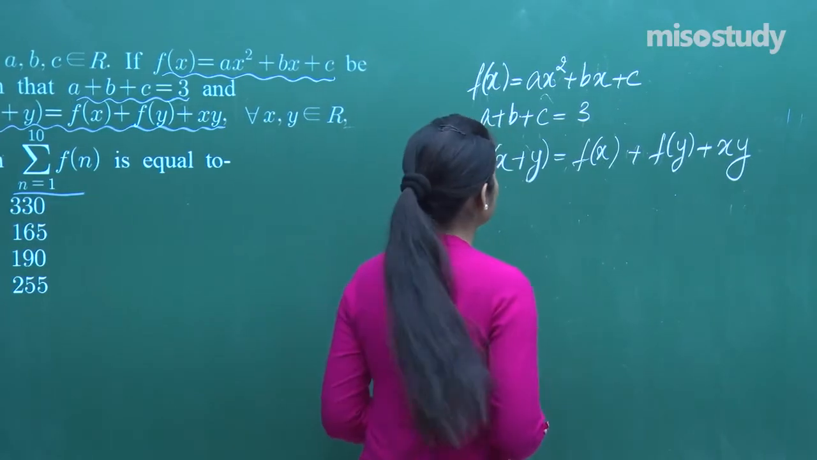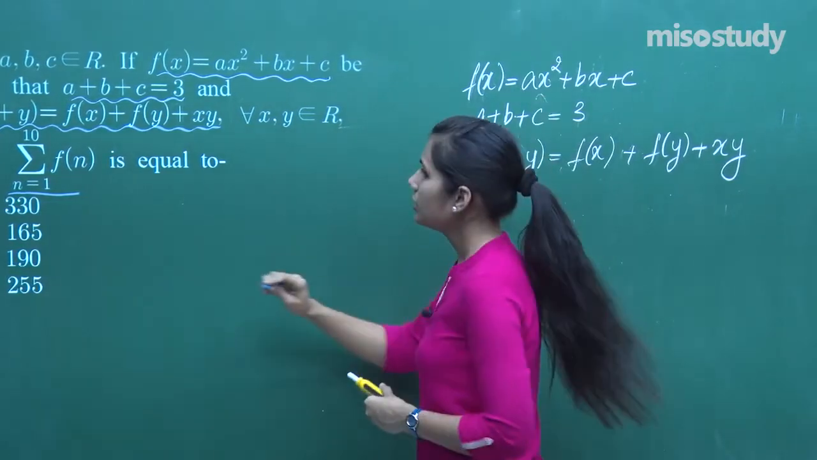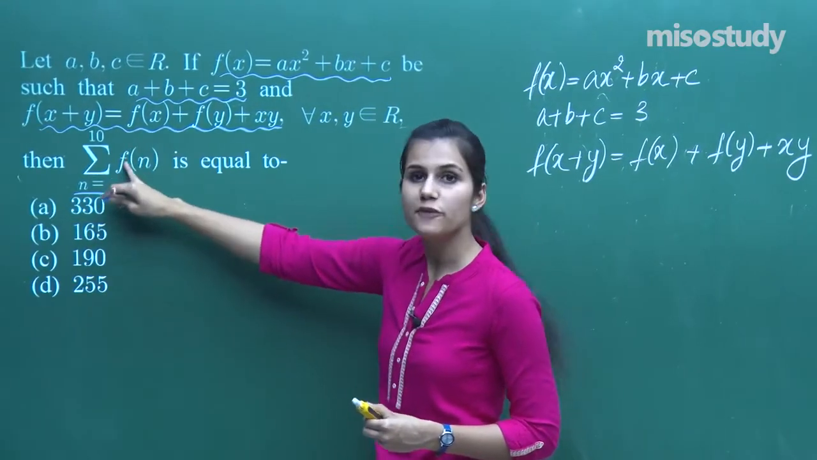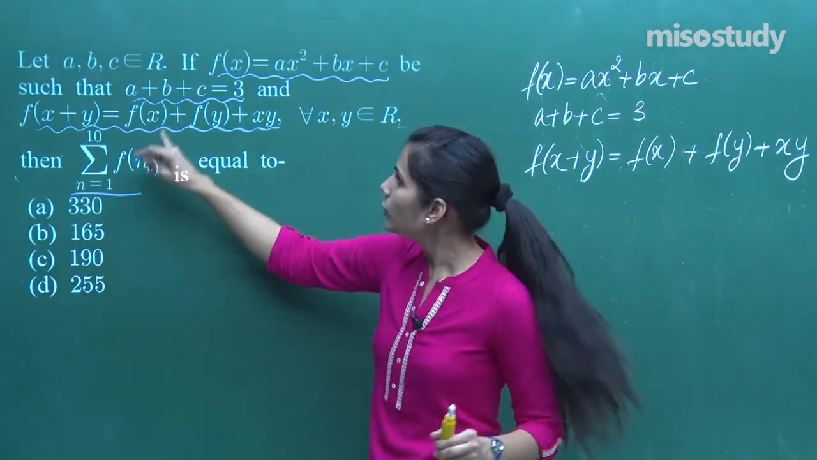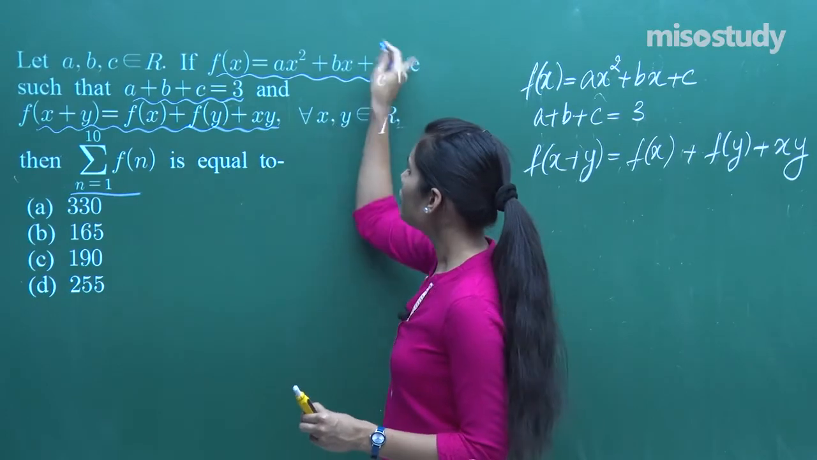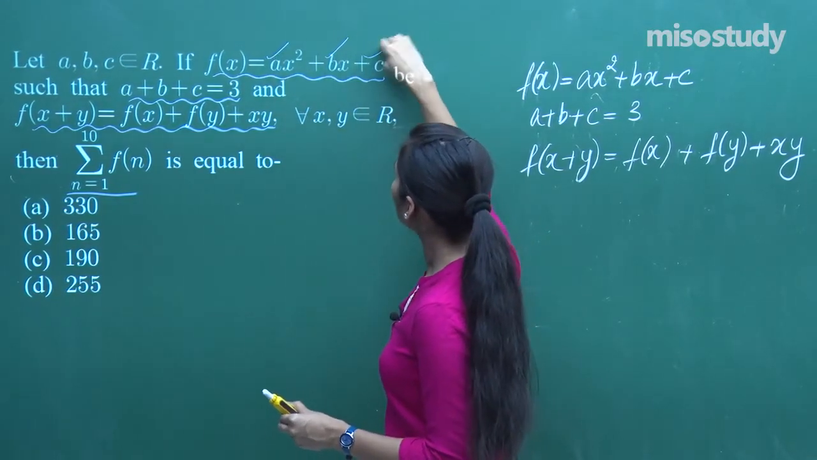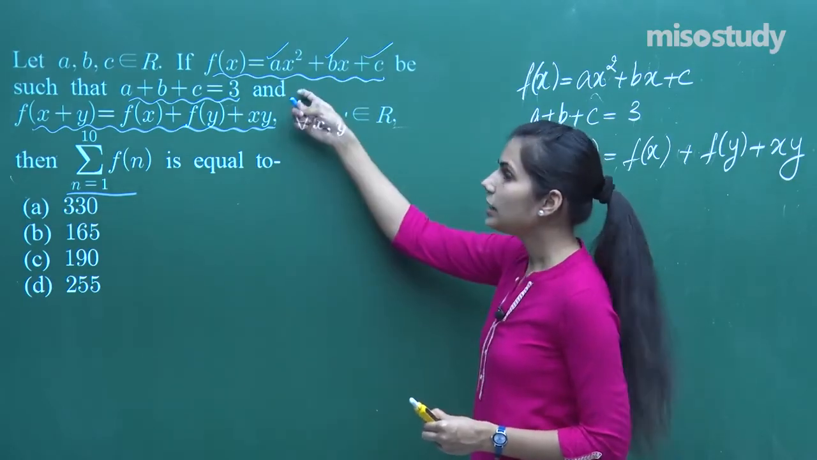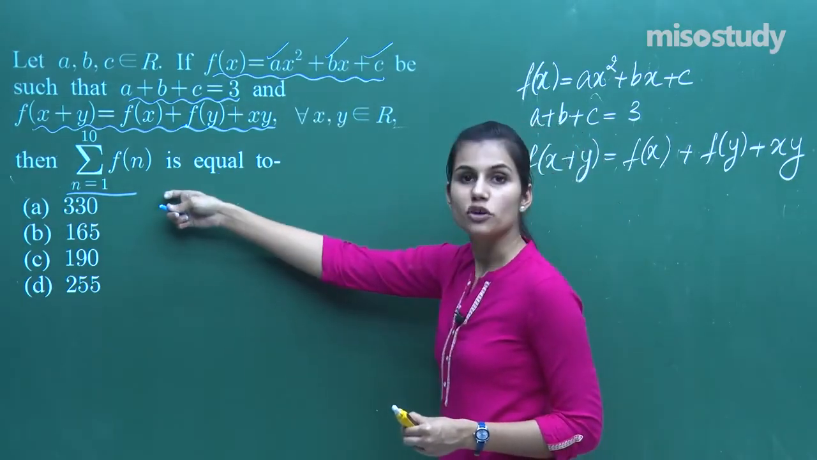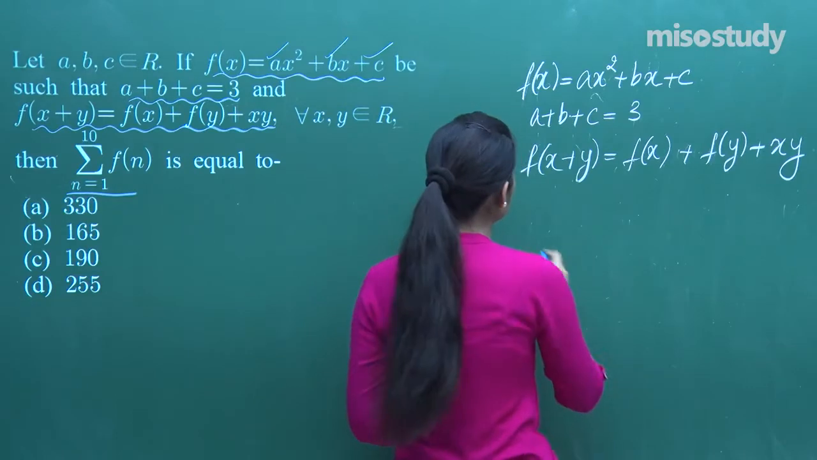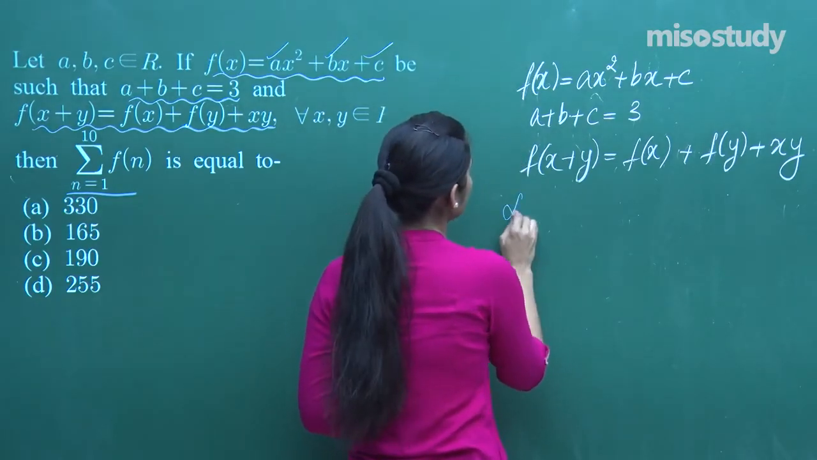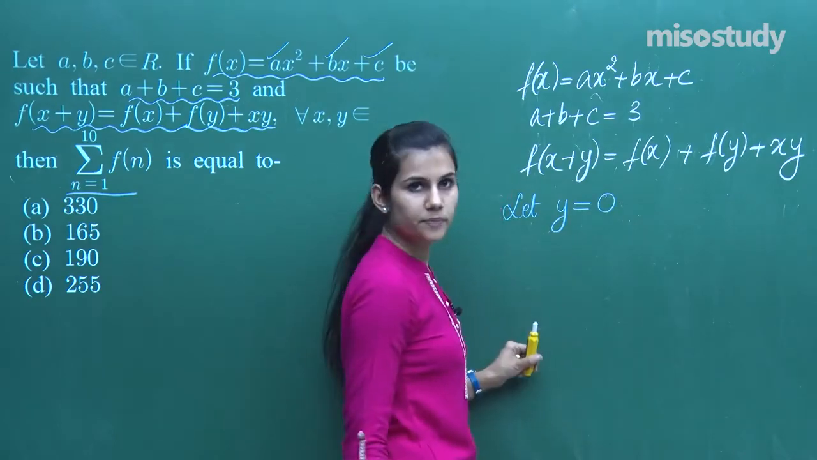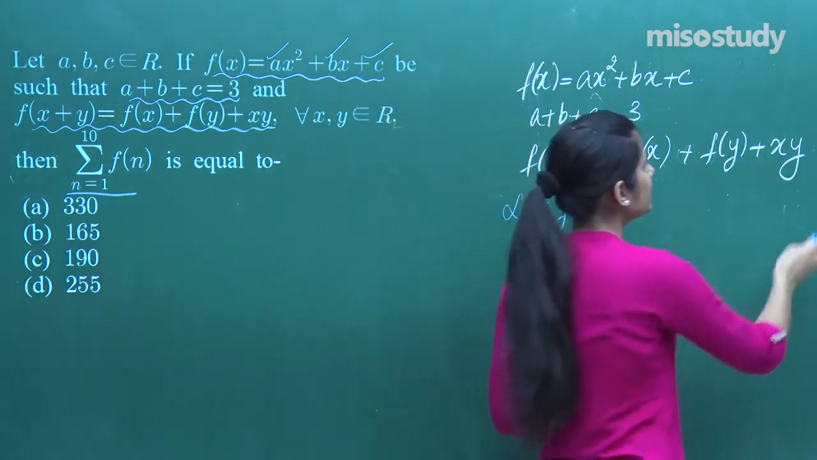Fine. Let's see. We need to compute the summation of f(n) with n varying from 1 to 10. For that we need to have a clear picture of f(x). We do not have f(x). For f(x), you should know a, b and c. So the target is to compute a, b and c to get a clear picture of f and then of this summation. So how to do that? Firstly, let y be equal to 0. This is true for every x and y.